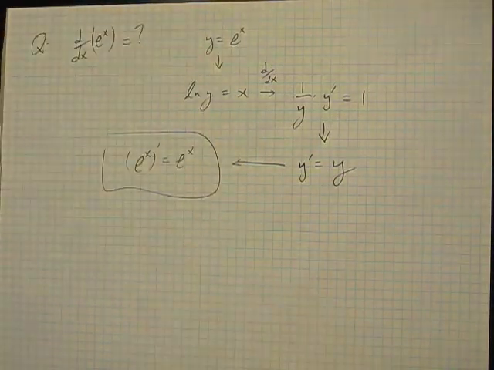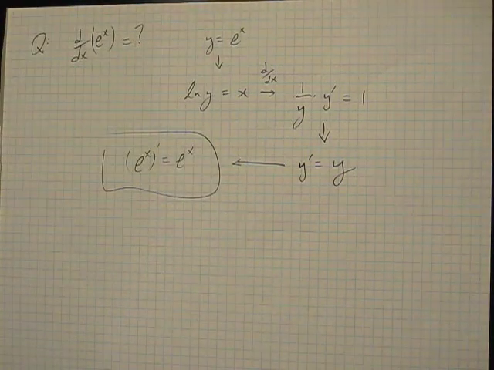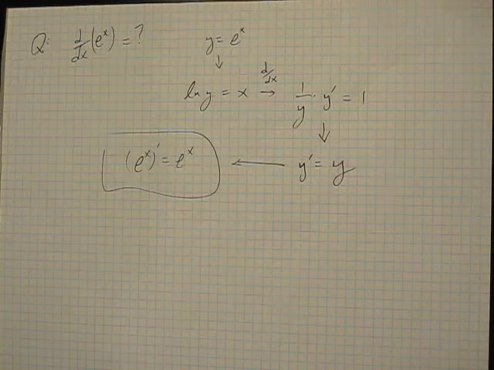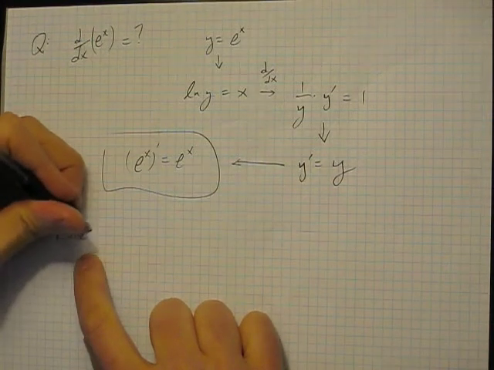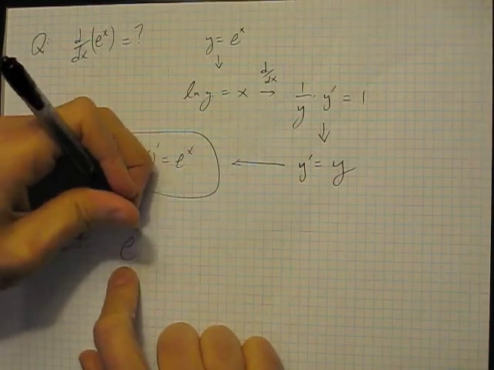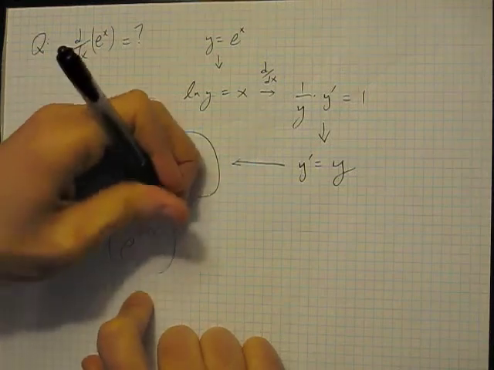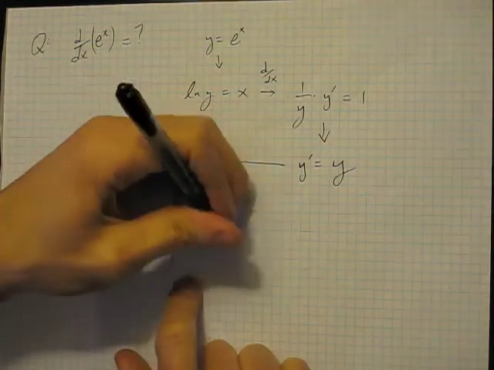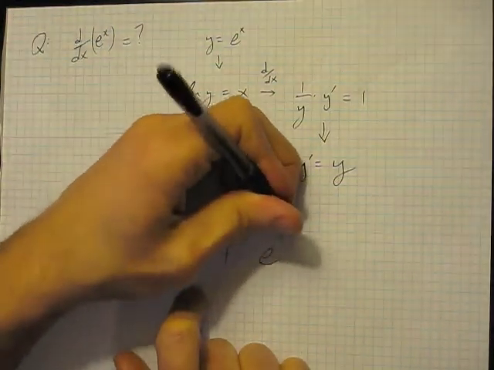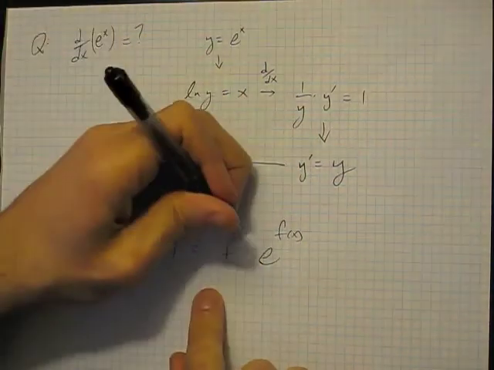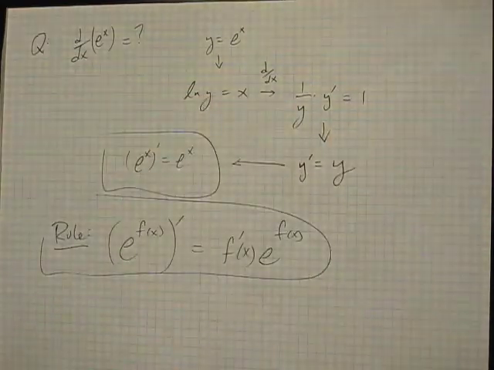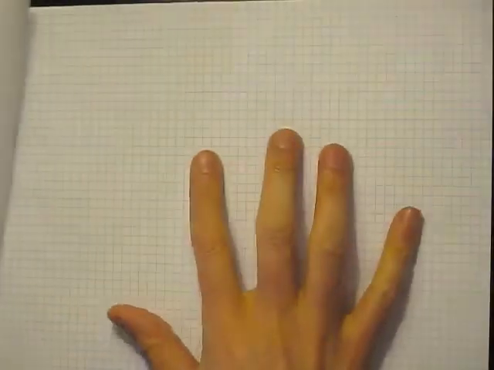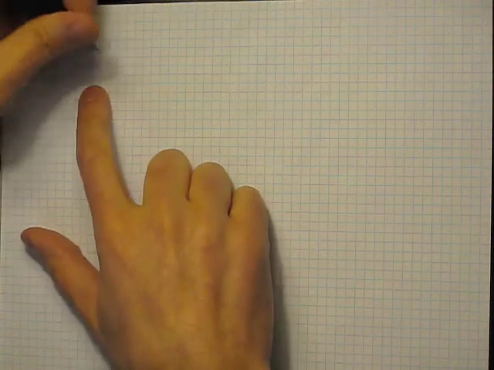So e to the x is its own derivative. Okay, how about that? This is the only function that's its own derivative, well, up to a constant multiple. And the rule then for taking derivatives is if you have e raised to any functional power, then you write e to that power, because e is its own derivative, and then you multiply by the derivative of the power. So this is an important rule. Let's do 2 examples of this, and then we'll be done, pretty much.